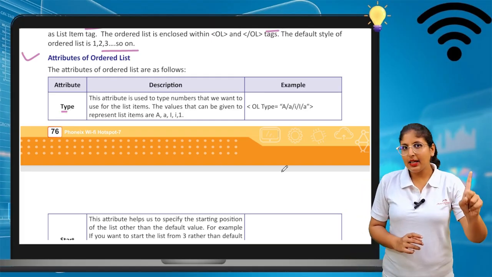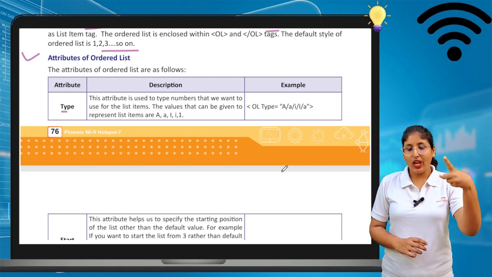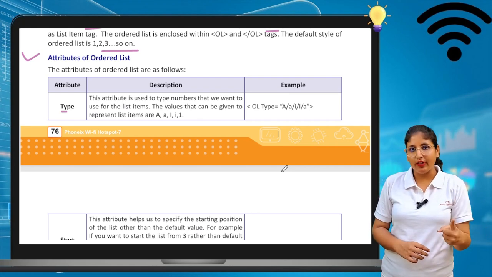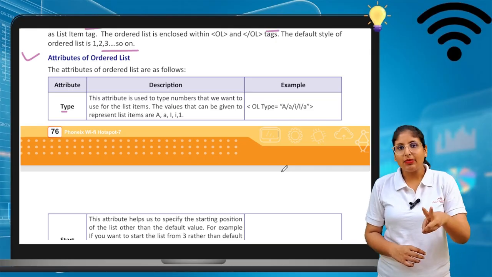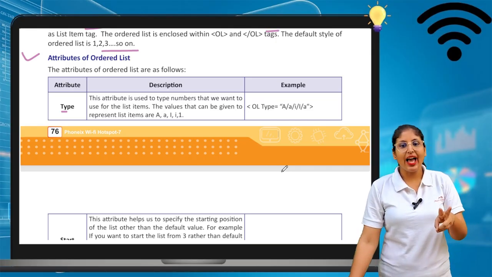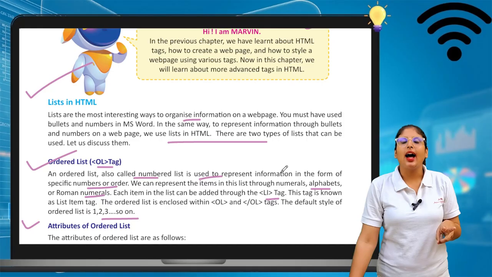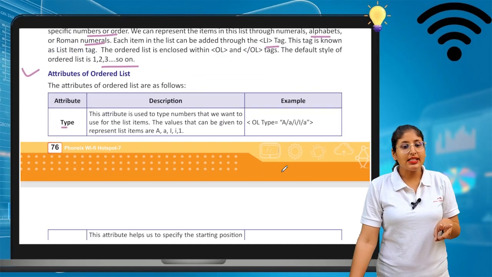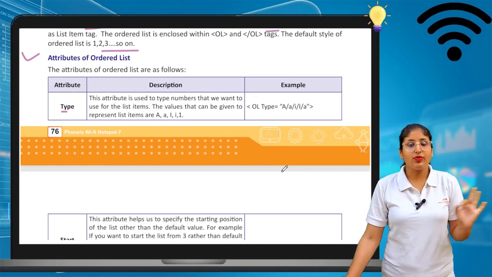Order list is clear, in which we are using numbers to give the order. And if you want to add something in the order list, which tag do we use? We use the li tag. Now we will see some attributes of order list. First we will see type.